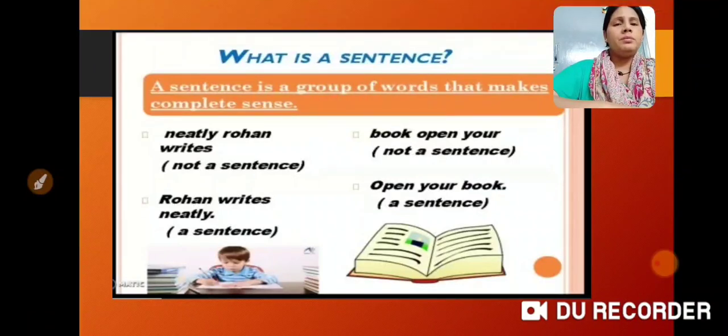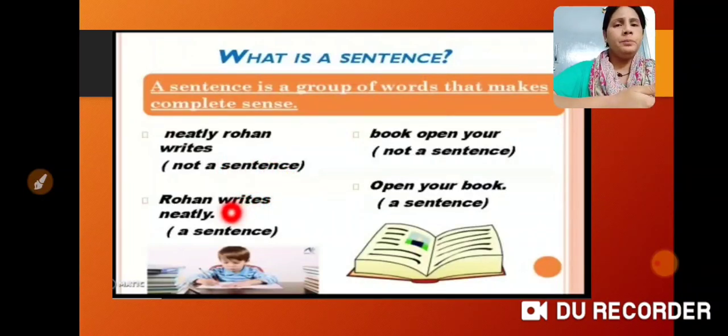For example, neatly Rohan writes. This is not a sentence. Why is this not a sentence? Because these group of words, neatly Rohan writes, these are a group of words that do not make any complete sense. That's why they are not a sentence.